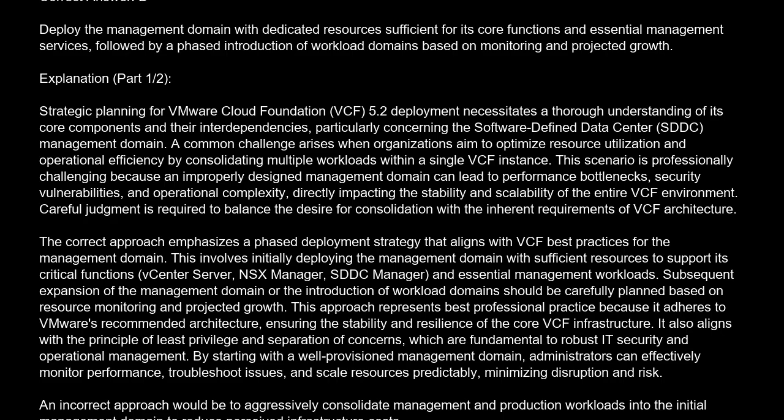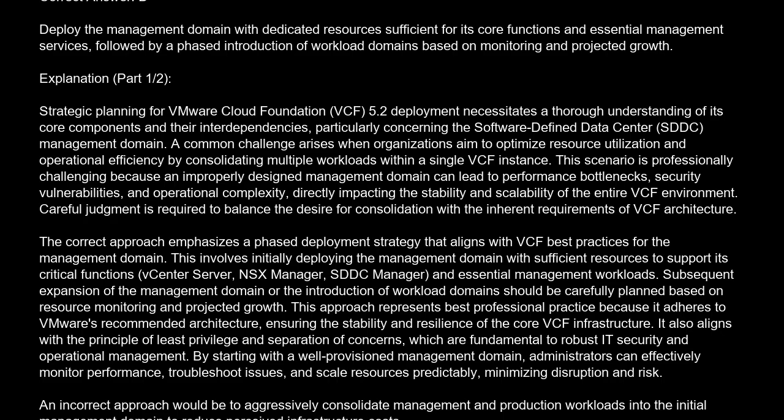The correct approach emphasizes a phased deployment strategy that aligns with VCF best practices for the management domain. This involves initially deploying the management domain with sufficient resources to support its critical functions: vCenter Server, NSX Manager, SDDC Manager, and essential management workloads. Subsequent expansion of the management domain, or the introduction of workload domains, should be carefully planned based on resource monitoring and projected growth. This approach represents best professional practice because it adheres to VMware's recommended architecture, ensuring the stability and resilience of the core VCF infrastructure.